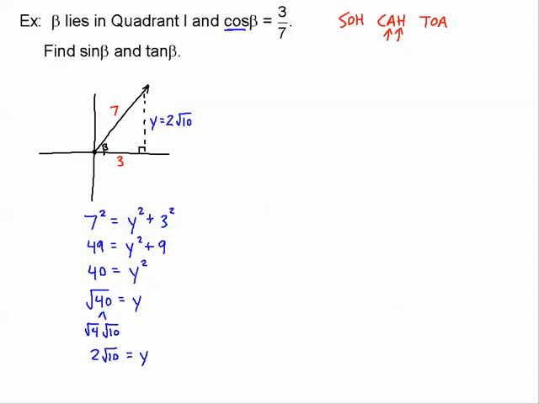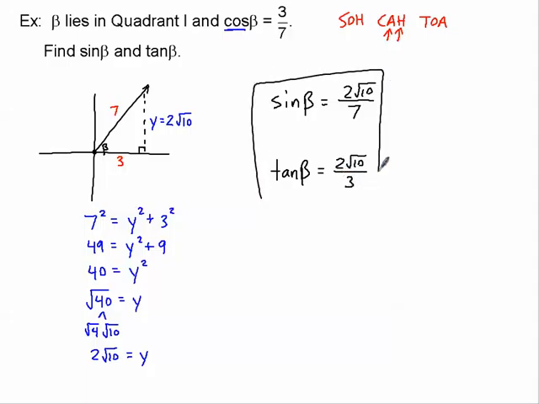Okay, so really now all we're looking for is what's the sine of beta and what's the tangent of beta. And I'll have answered my questions. Well, sine of beta is the opposite divided by the hypotenuse. Now that I've figured out what my opposite side is, it's 2 times the square root of 10, and I'm dividing by the hypotenuse of 7, and that's it. Tangent is going to be the opposite divided by the adjacent. Opposite side, again, is 2 times the square root of 10. This time, the adjacent side is 3. Nothing to do there. We are finished.